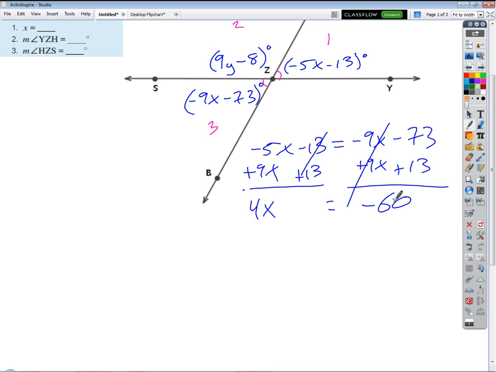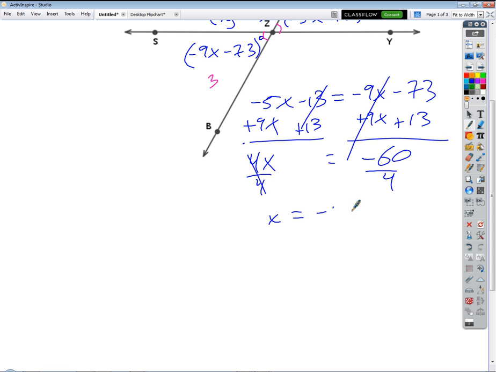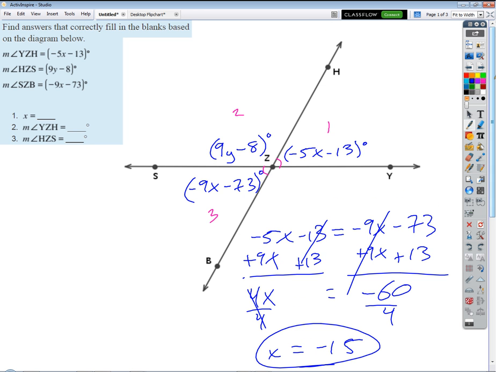So 4x equals negative 60. What do we do next? Divide by 4. And so we get x equals negative 15, right? So now that gives us a lot. If x is negative 15, they want to know the measure of angle YZH, right? So what do I have to do to find that? Plug it in. So I'm going to get negative 5 times negative 15 minus 13. Negative times negative is positive, right? 5 times 15 is what?